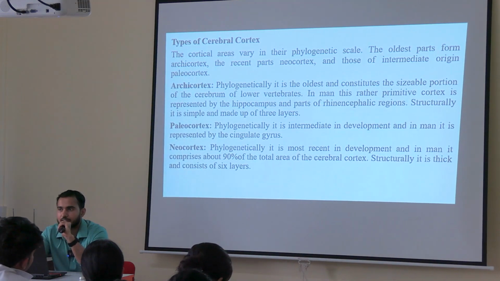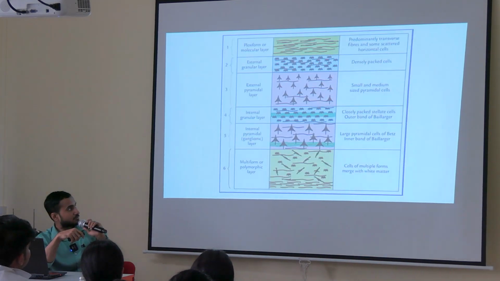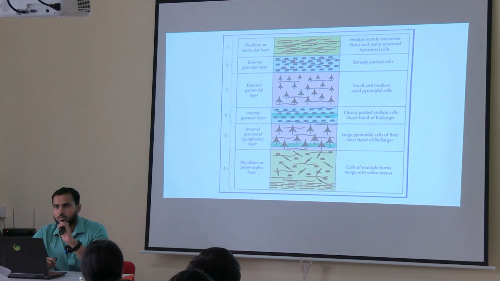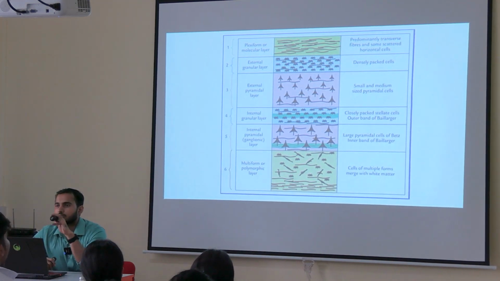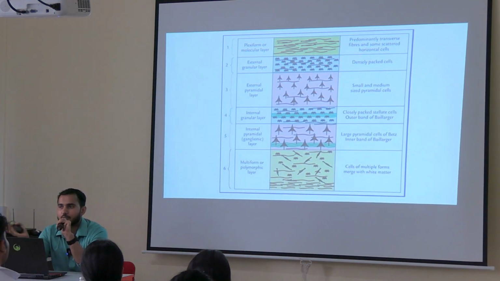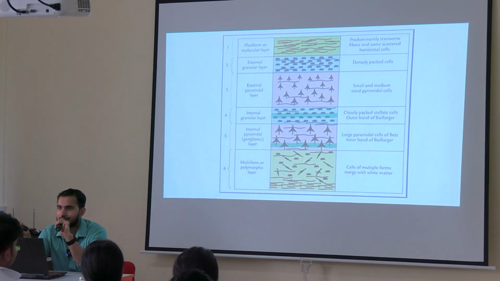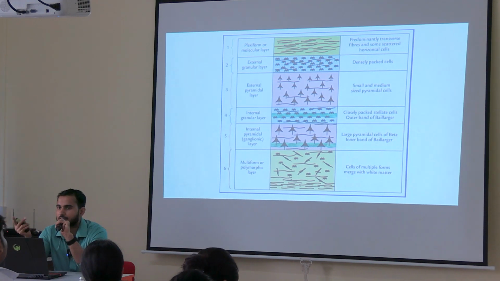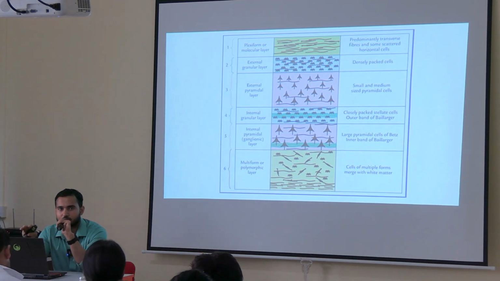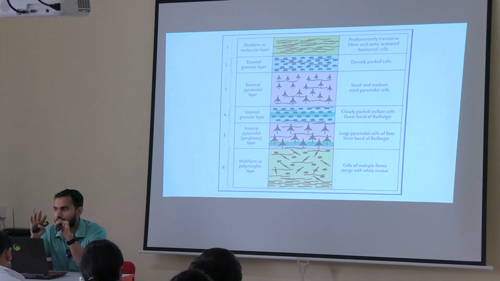So how many layers are there in the neocortex? 6 layers. For that, let me show you one diagram. Which is the outermost layer? In the cerebrum and cerebellum, the basic concept is only layers, nothing else. The cerebrum has 6 layers and the cerebellum has 3 layers. Like this you can remember: cerebellum 3, cerebrum 6 layers.